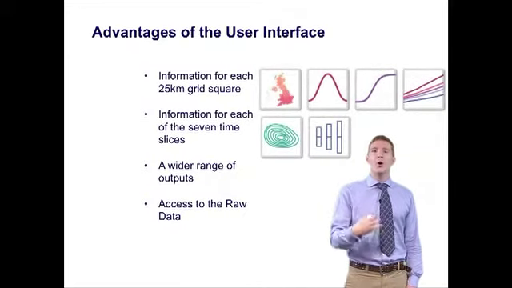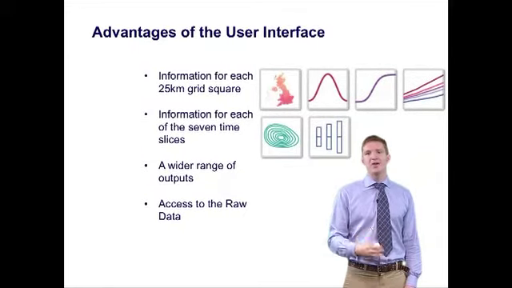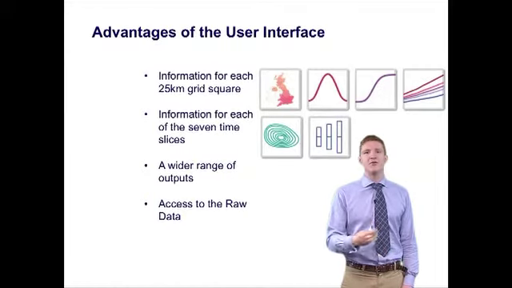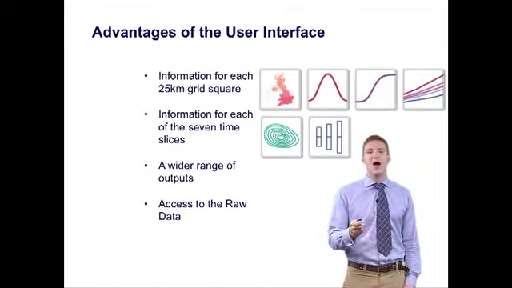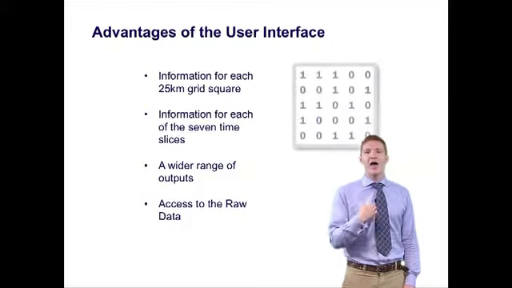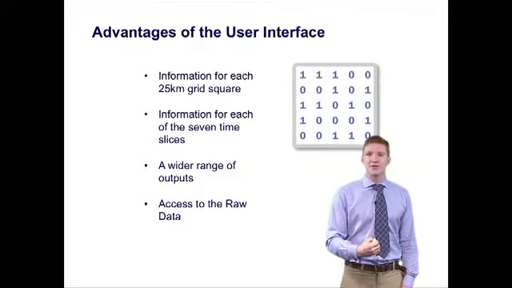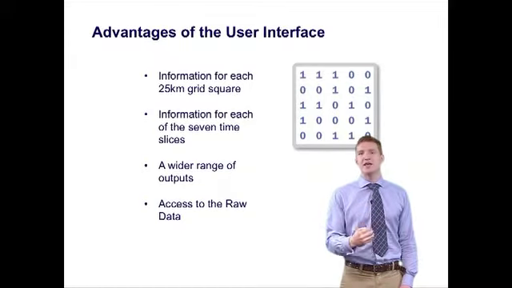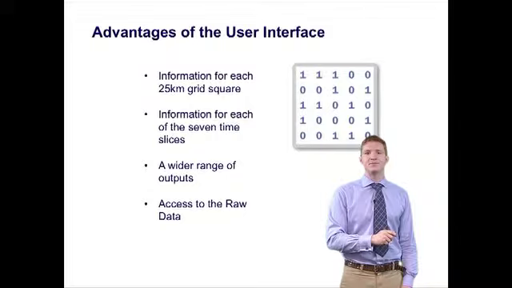There's also a wider range of outputs that you can get. You can get the maps, you can get the graphs, you can also produce plume plots, joint probability plots and box plots. And you can also get the raw data. So if you want to put this information into your own model, you can do that with the user interface.